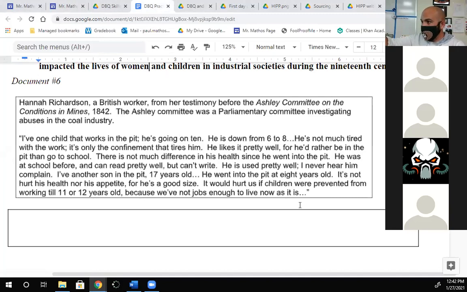So in a way, you guys are correct, the two gentlemen right here, Psalm and Jude, because this woman is saying, hey, yeah, he likes it pretty well. He'd rather be in the pit than go to school. There's not much difference in his health. He can read pretty well. He can't write though. You know, she's kind of downplaying working in this coal mine because she doesn't want the committee to close it down. Because what if they put all these rules and restrictions in place? That means they won't have any jobs.